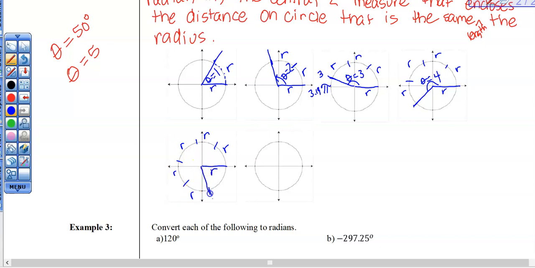So now I'm into quadrant 4, and here we have theta is 5 radians. So look at how big 5 radians is. Compare that to 5 degrees. Like here's 5 degrees. Here's 5 radians. Totally different. Okay, last one, 6.